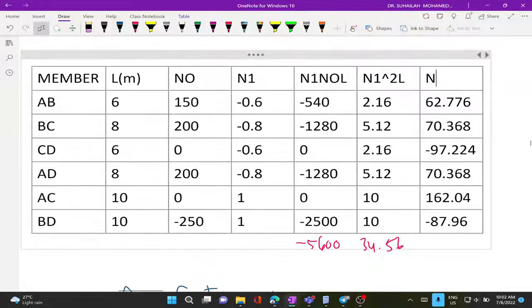Okay, so this is the end of the analysis of the indeterminate truss. The redundant comes from the member force.